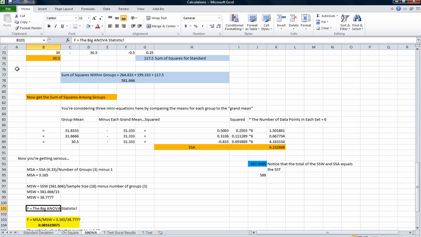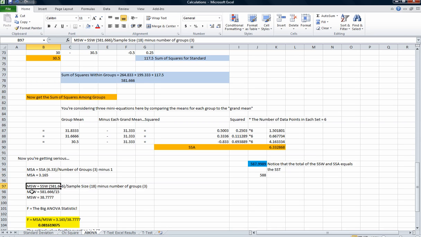So what you're looking at here is the MSA, and the MSA means the mean square among groups, which is equal to the sum of the squares among the groups divided by the number of groups minus 1. So in this case, it's the sum of the squares across the groups, which is this, divided by the number of groups, which we know is 3, minus 1. So it's 6.33 divided by 2. There's our mean square among the groups.